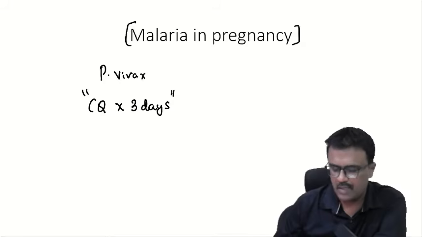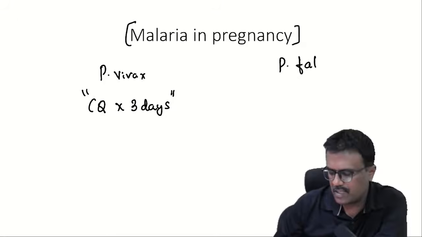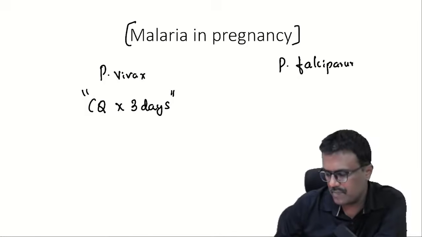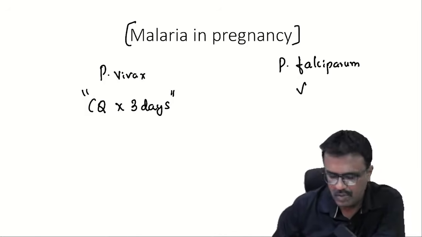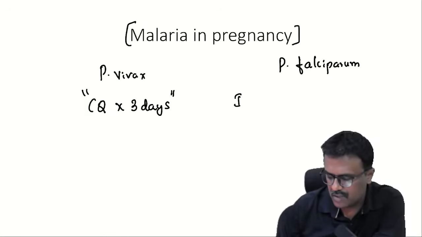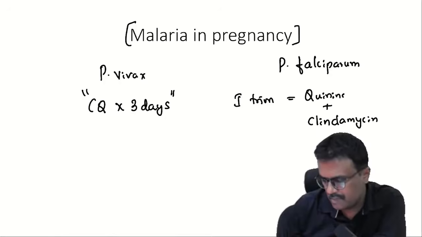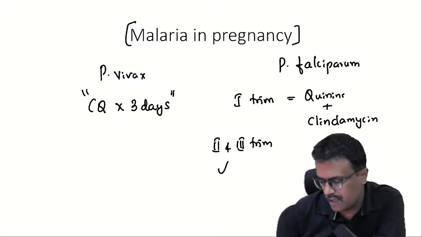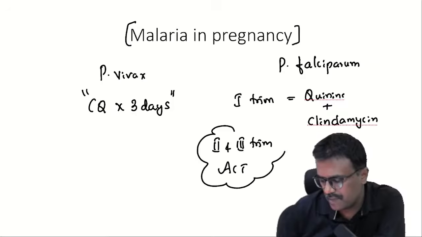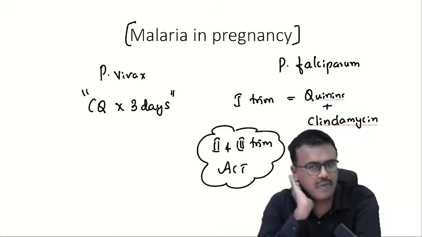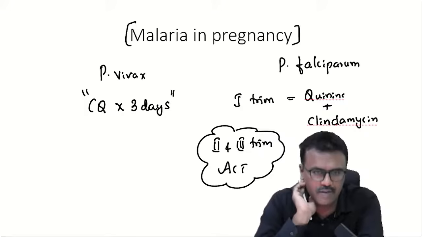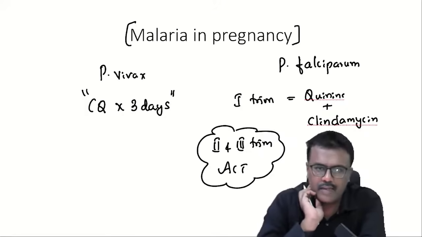That's it. If she is Plasmodium falciparum, then I have to give, in the first trimester, quinine plus clindamycin. In second and third trimester, depending on the area, you can give artemisinin combination therapy. Okay, so quinine plus clindamycin in first trimester because they are safer. Second and third, you can go for ACT therapy.